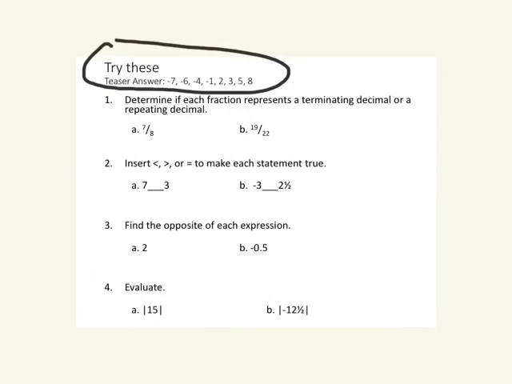And then just here, insert the symbol that makes it true. Find the opposite. Again, opposite is not the same as absolute value. And here they ask you to evaluate, which more or less means you're taking the absolute value because that's what you're asked to simplify there.